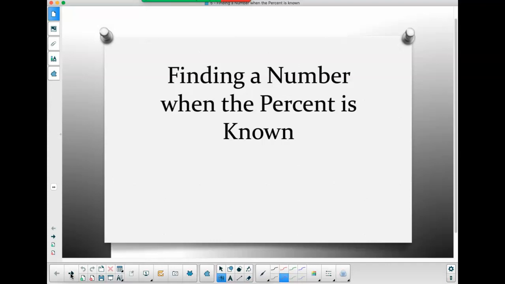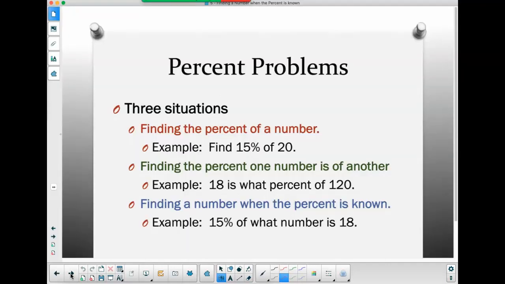Okay, we're going to look at 3 different situations. We're going to look at finding the percent of a number, so problems like find 15% of 20. We're going to look at finding the percent one number is of another: 18 is what percent of 120. And then finding a number when the percent is known: 15% of what number is 18. So a different part is missing each time.